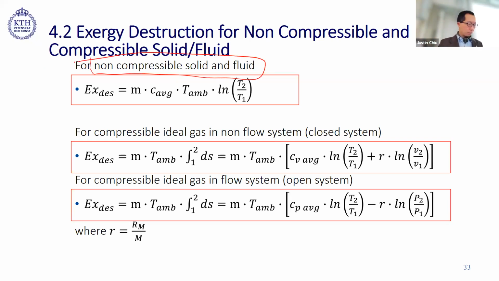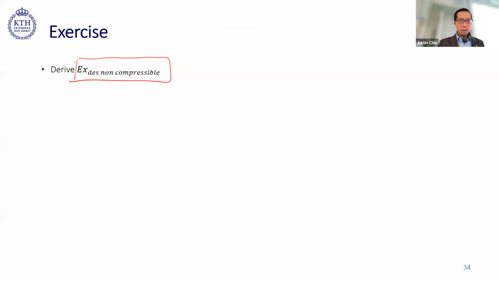Solid and fluid, non-compressible, solid and fluid. And it's the same for open or closed. When it's non-compressible, it doesn't matter so much. So exergy destroyed, by definition, is mass times T0, or T ambient, times the integration of entropy from state 1 to state 2. This is a definition. So nothing to... I mean, you just have to remember this definition.